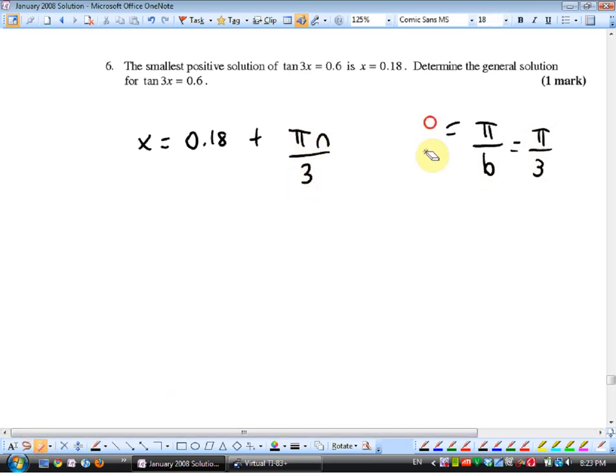Oh, and then 2 years ago they added this requirement. You also have to mention that n is an integer. There you go. Oh, do I need to write more out between 0 and 2 pi? Tangent's a nice one. You just have to write one, and that generates the other one between 0 and 2 pi. Cosine and sine, you usually have to write out both of them.